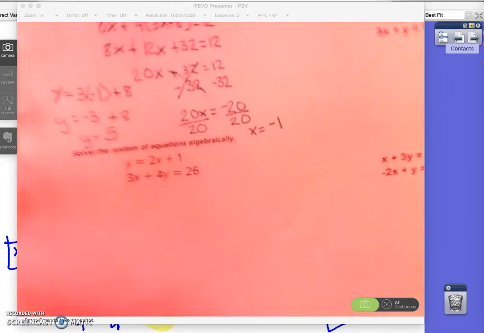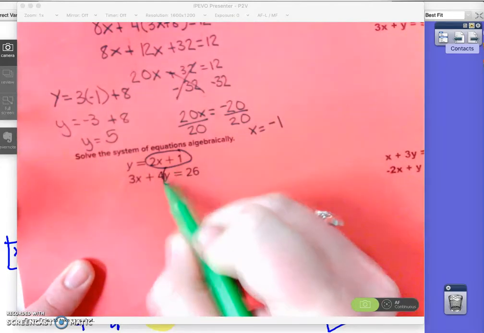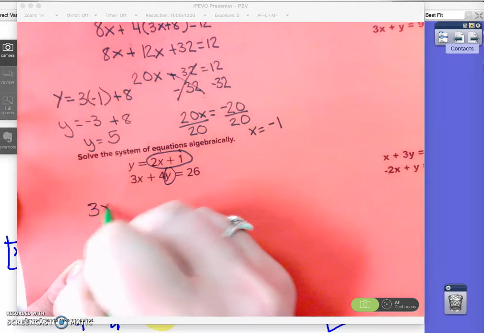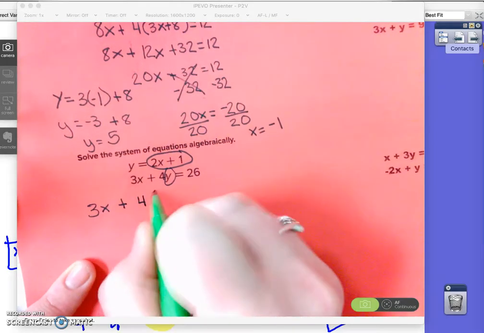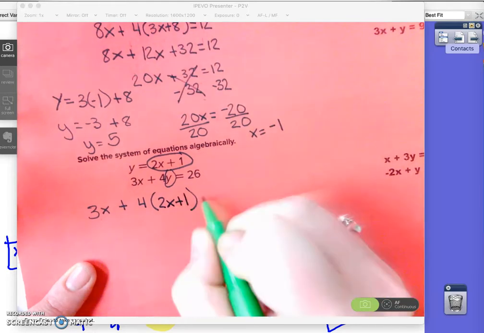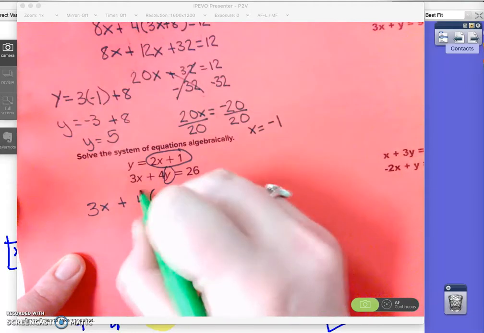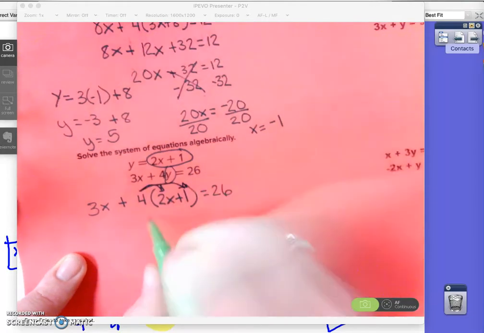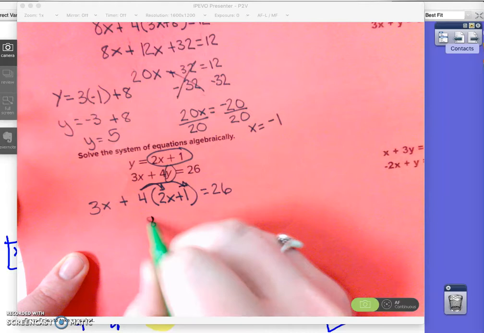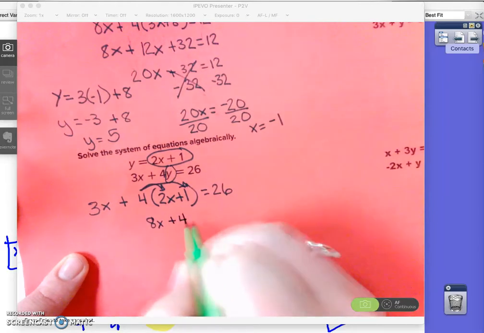Alright, our last one. Again, this is what y equals. I'm going to put it in for y here. So I'm going to write 3x plus, and then 4 times what y equals. So 2x plus 1 equals 26. Distribute here. So 4 times 2 is 8. The x comes with it. 4 times 1 will be a positive 4.